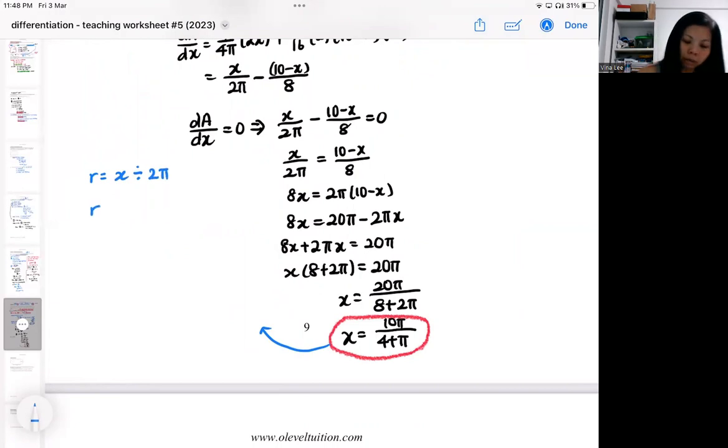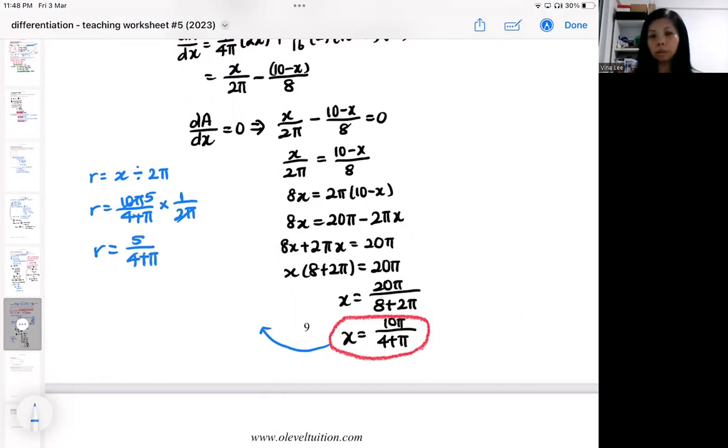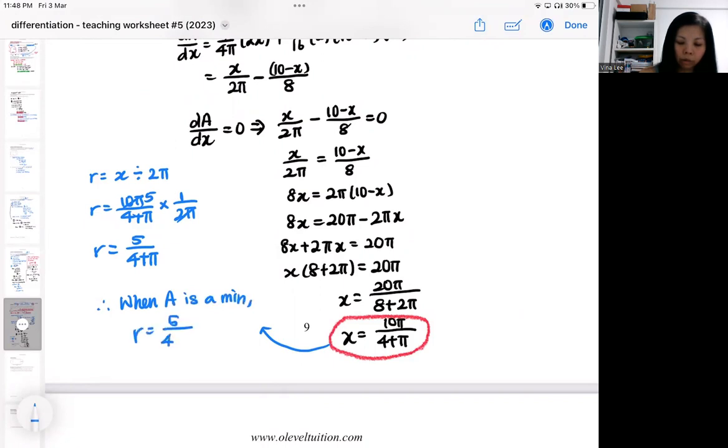So put in the x that you have found. And when you divide by 2 pi, it's as good as multiplying by this. Do a reciprocal. So from here, you realize you can cancel. So you got the radius. So eventually, that means you got the radius when A is minimum. So this is what you have shown.